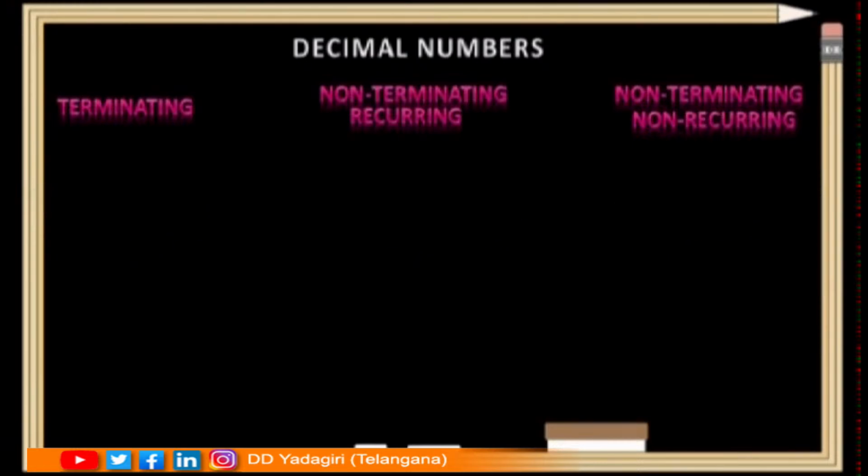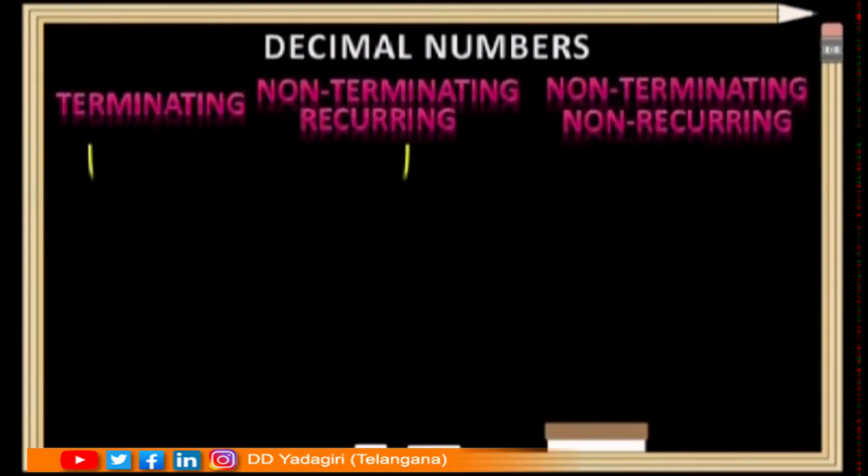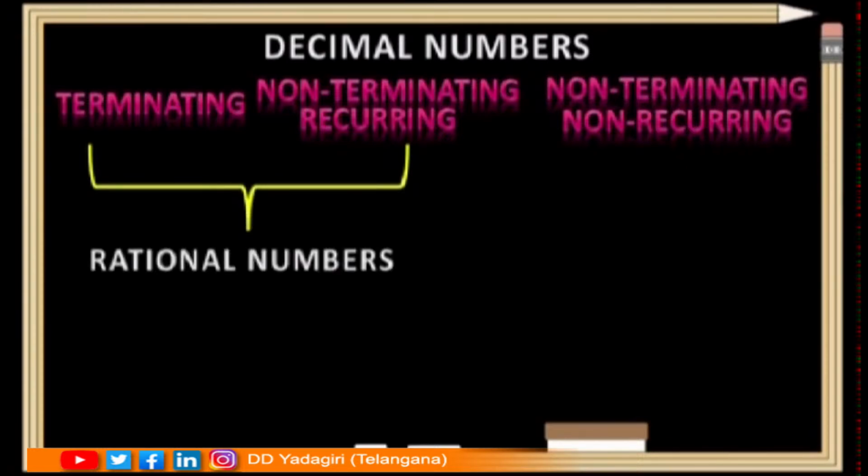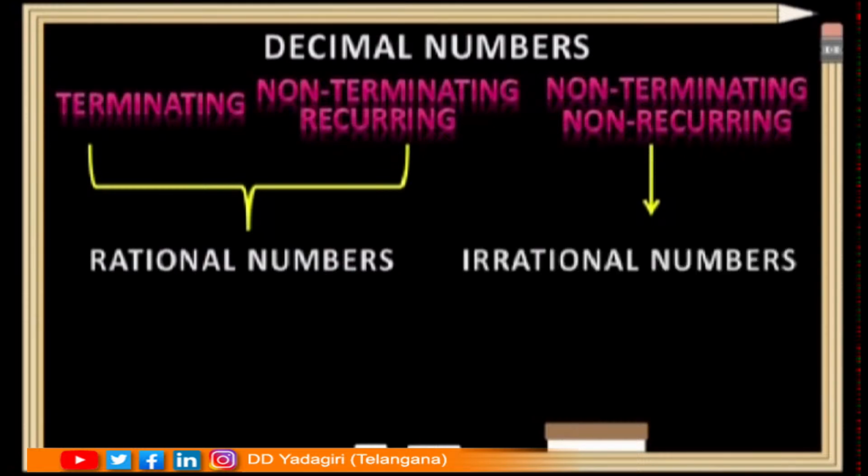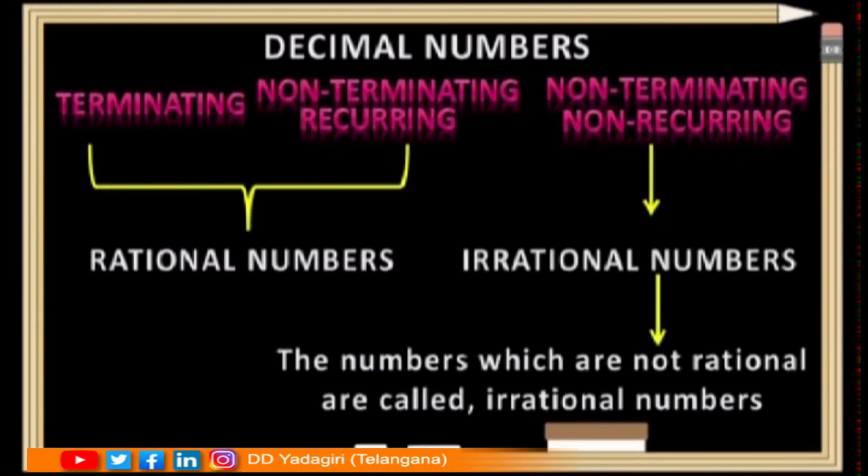So here we can define rational numbers and irrational numbers by using decimal numbers. The decimal numbers which are in the form of terminating or non-terminating recurring decimals are called rational numbers, and the decimals which are non-terminating non-recurring are called irrational numbers. In another form, we can say the numbers which are not rational are called irrational numbers.